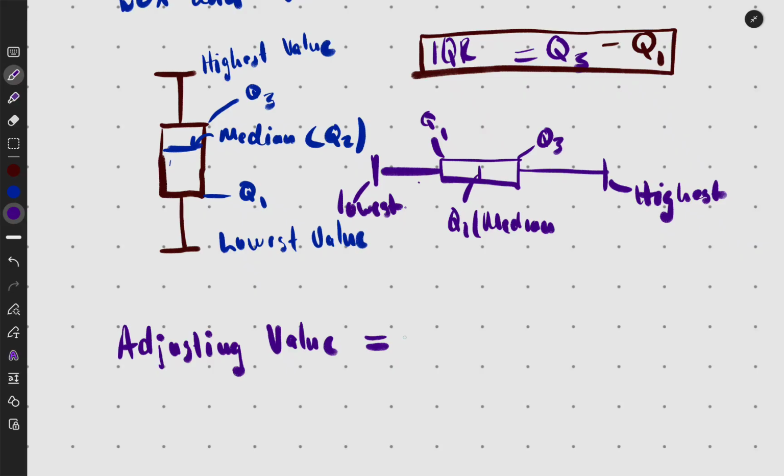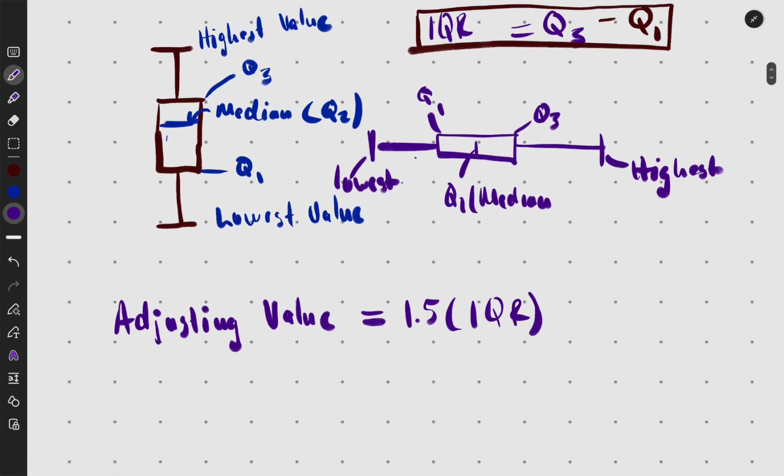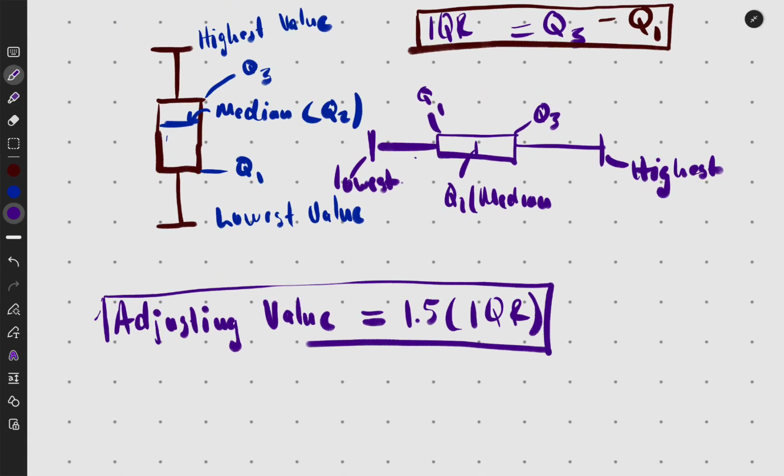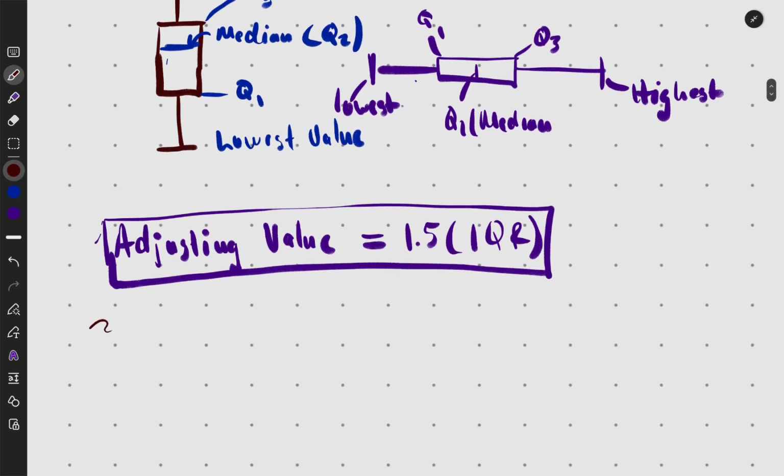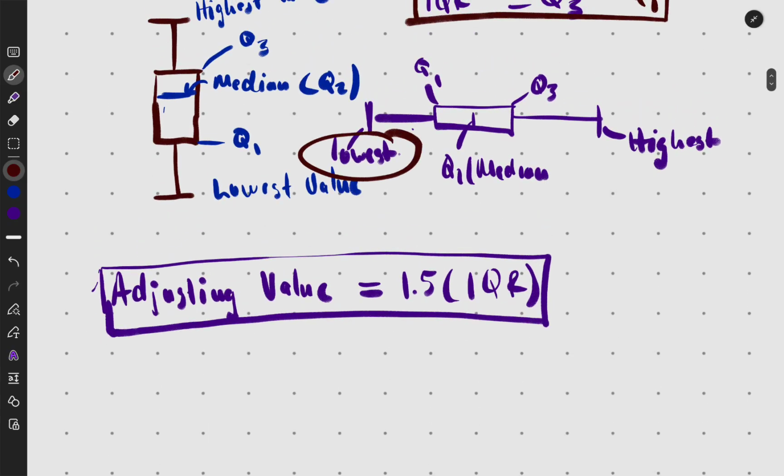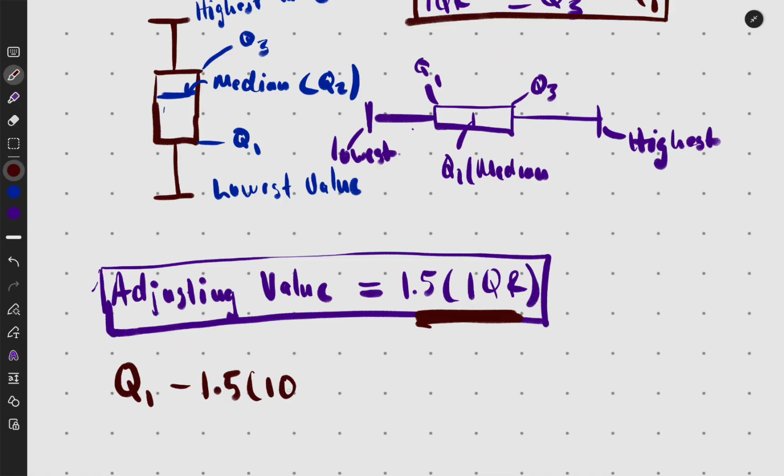So what you do is you say 1.5 times IQR. You would have found your interquartile range by saying Q3 minus Q1. Then you find this adjusting value, which is 1.5 times IQR. This is the value you use to find outliers. Now, to choose the lowest value, you say Q1 minus 1.5 IQR. This gives you the value to use to get the smallest.